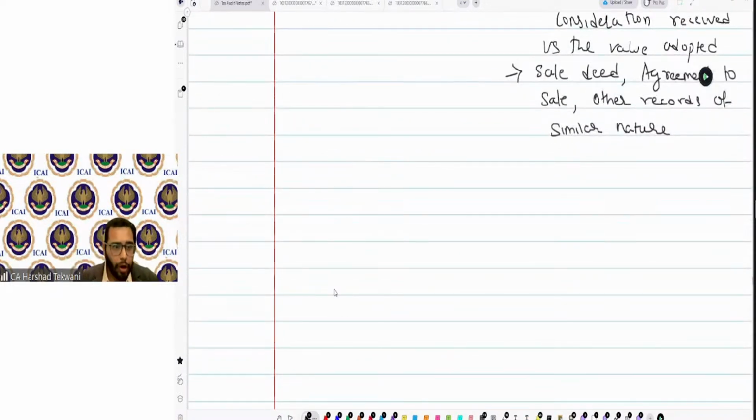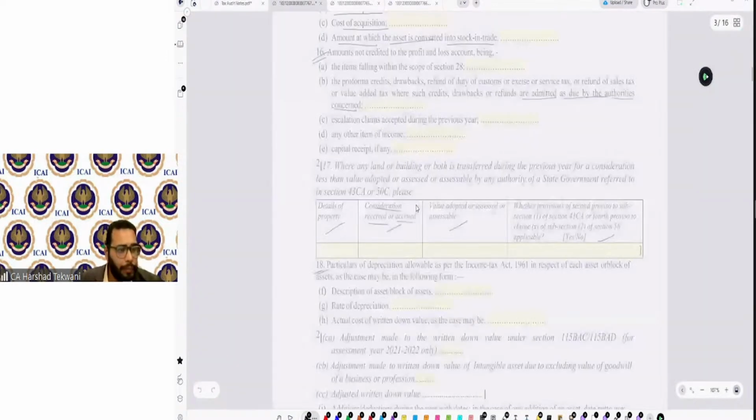Now, the next clause that I want to discuss is clause 18 with respect to the depreciation. Depreciation of asset or block of asset. Okay. Very important clause. Now, what we are required to report here.